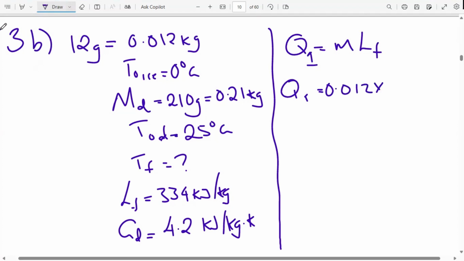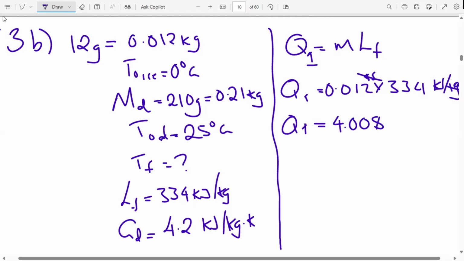So my Q1 will be equal to the mass of the ice, 0.012, multiplied by the latent heat of fusion, which is 334 kilojoules per kg. The kg and the kg here are going to cancel out. That means I'm going to have 0.012 multiplied by 334. This is in kilojoules, which means my answer Q1 will be in kilojoules, and this is giving me exactly 4.008 kilojoules. So this is the amount of energy that is required on the left-hand side.